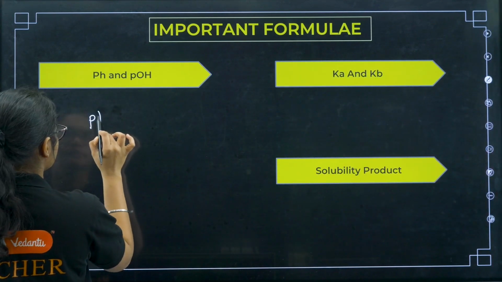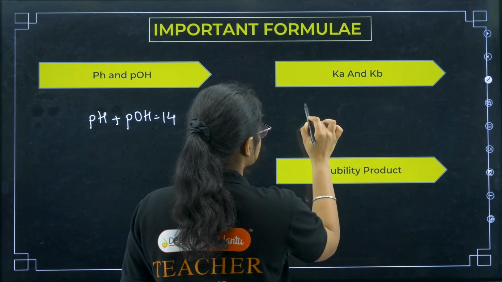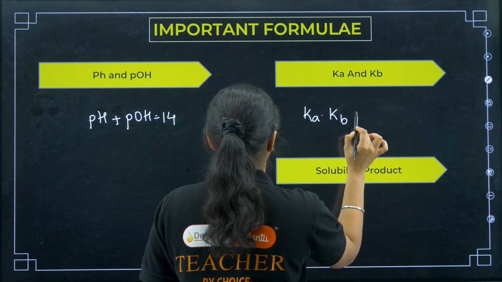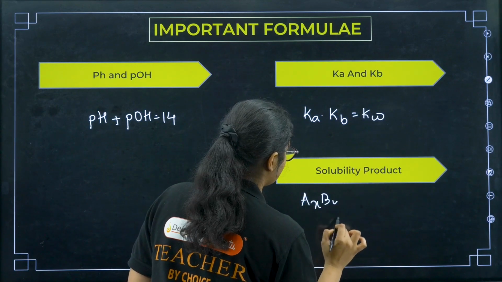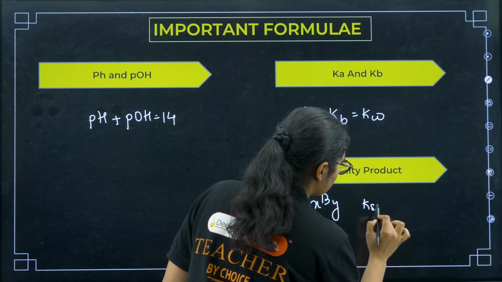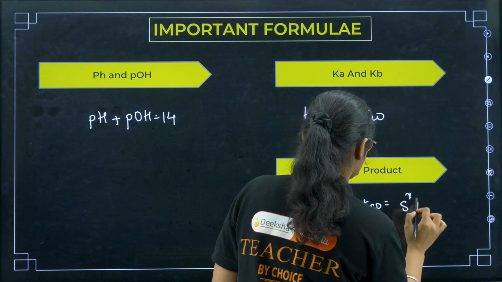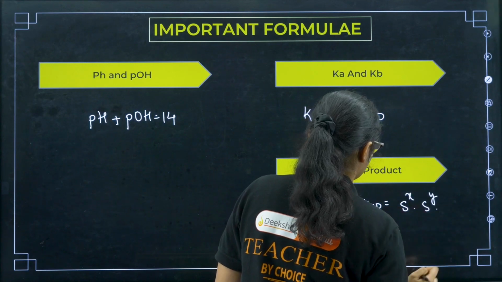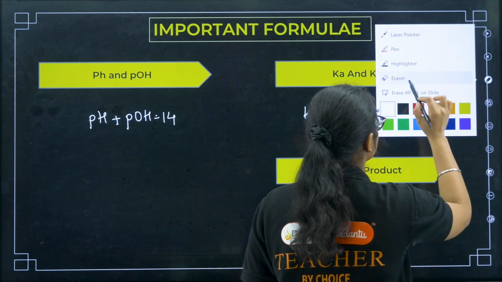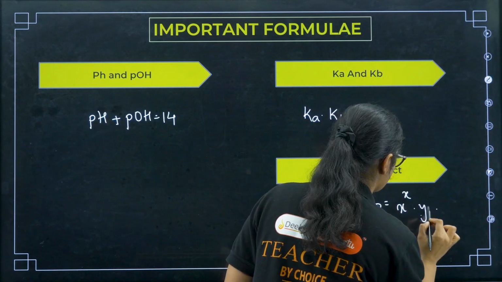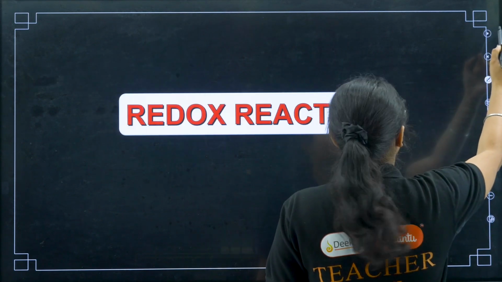What is the relation? pH plus pOH is equal to 14, right? And here what is the formula? Ka into Kb is equal to Kw. Now for any type of salt where we have AxBy, what is the Ksp here? Ksp is... no, sorry, not like this. The formula here is x to the power of x, y to the power of y, S to the power of x plus y.